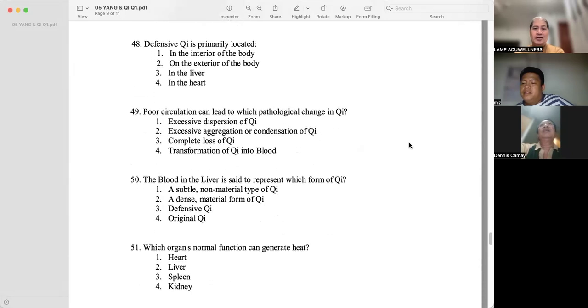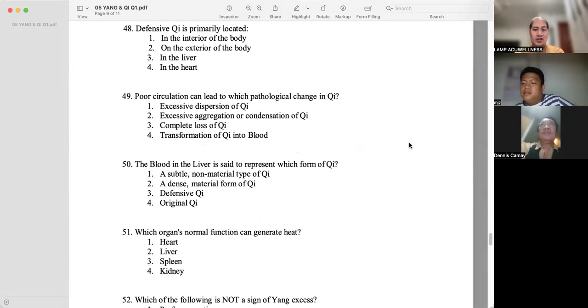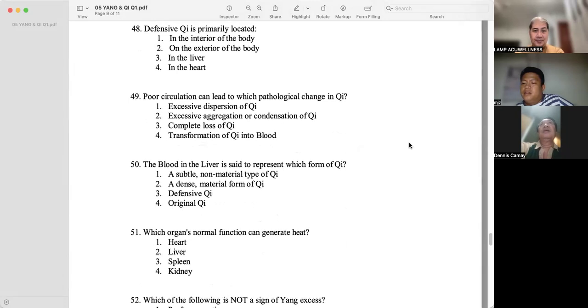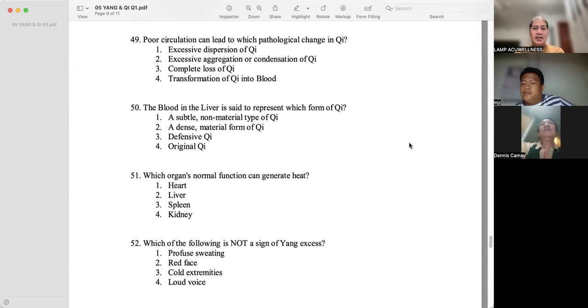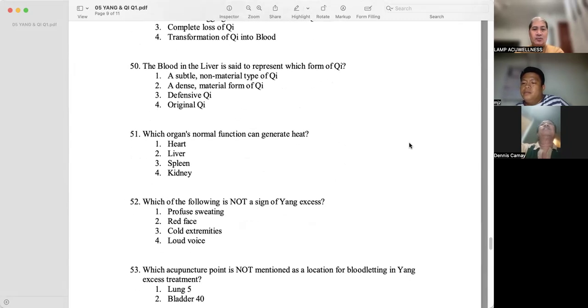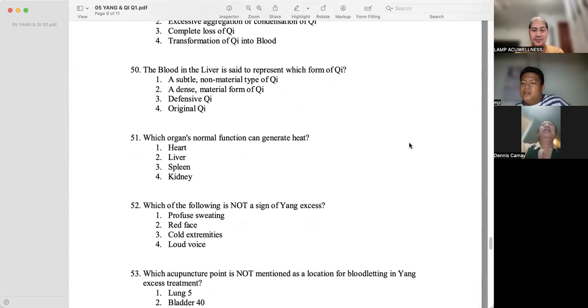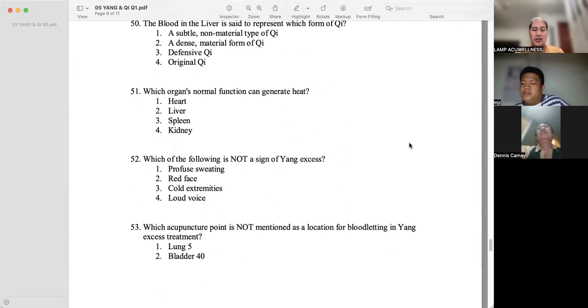Poor circulation can lead to which pathological change in qi? Excessive aggregation or condensation of chi. The blood in the liver is said to represent which form of qi? A dense material form of chi.